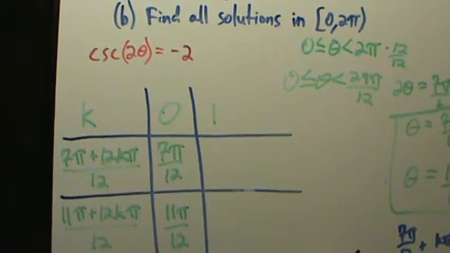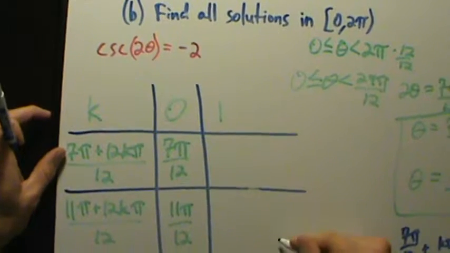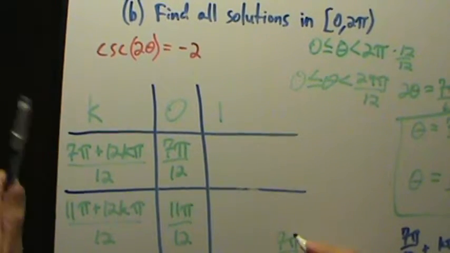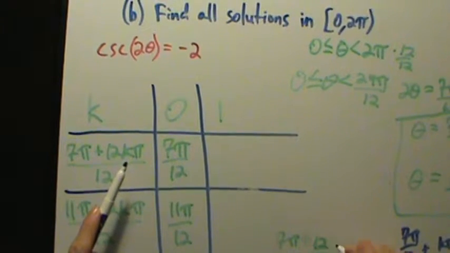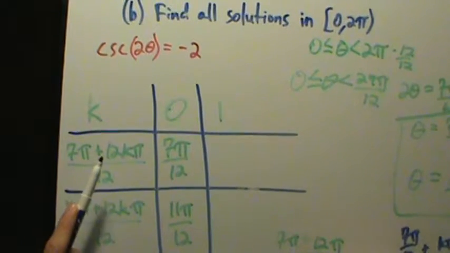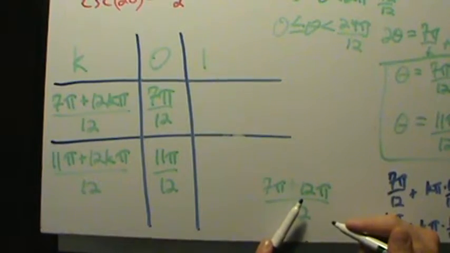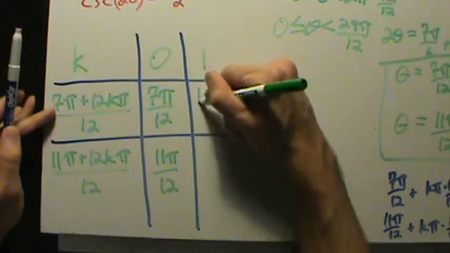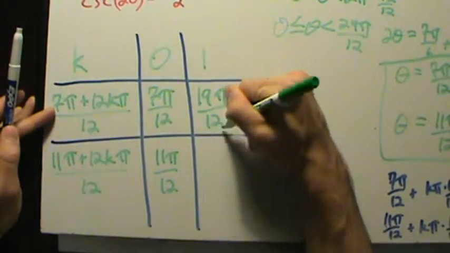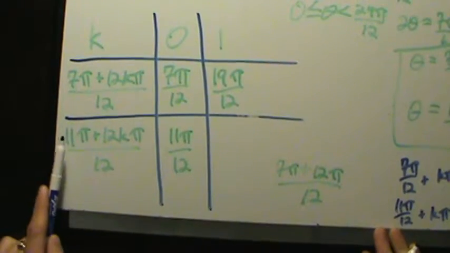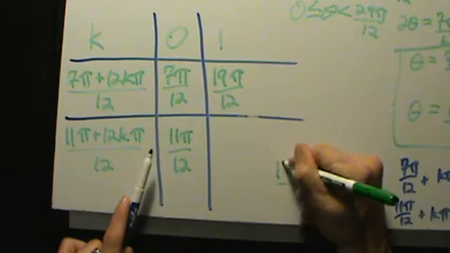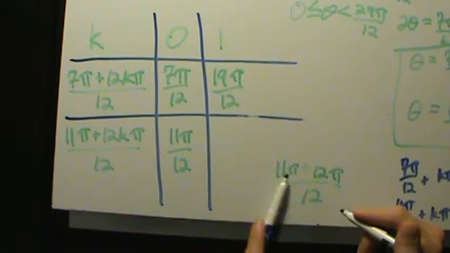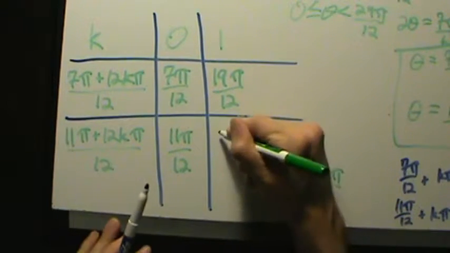Well, if k is 1, then we have 7 pi plus 12 times 1 times pi, so 12 pi all over 12. 7 pi plus 12 pi is 19 pi, so we have 19 pi divided by 12. Now what if we do it down here? 11 pi plus 12 times 1 times pi. 11 pi plus 12 pi is 23 pi, all divided by 12.